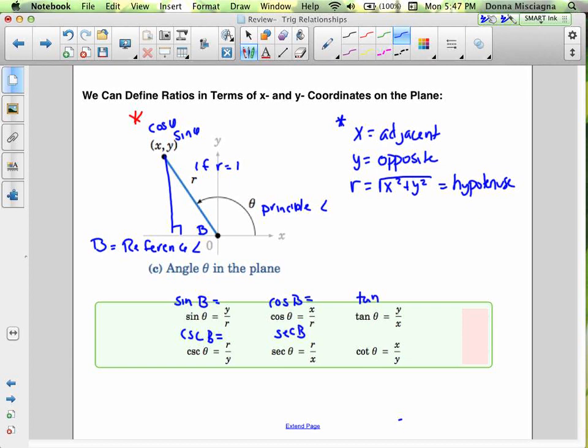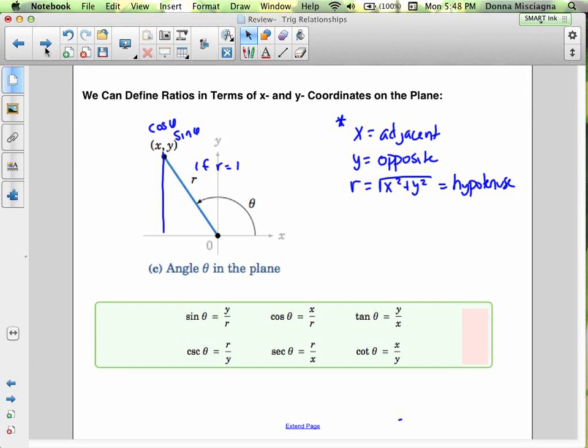And we get the exact same thing for tangent theta as tangent B, and the same thing for cotangent B as cotangent theta. And that's because we're going to take into account the signs. And the signs in our different quadrants is what's going to make sure that we have the right ratio for the principal angle using the reference angle. Okay?